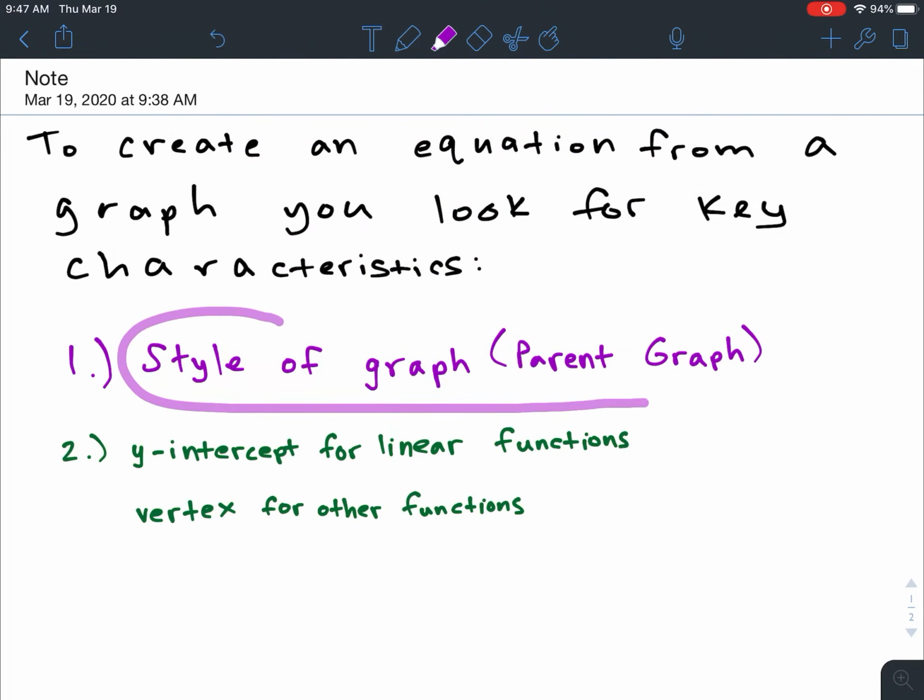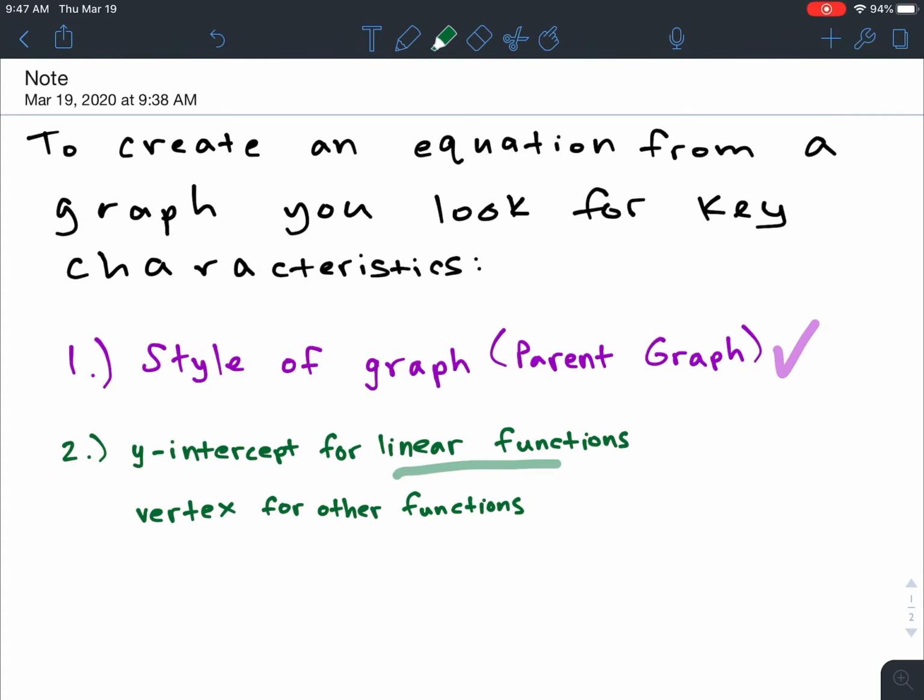It allows us to understand which graph we're working with, and what I mean by that is, is it linear? Is it an absolute value? Is it a quadratic, a square root function, an exponential function? Those are four of the six that we've learned thus far. That's what we look for first. Second, what is the y-intercept, specifically for linear functions, or mainly for all other functions?